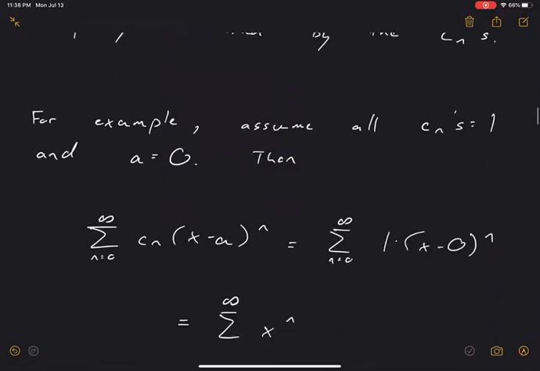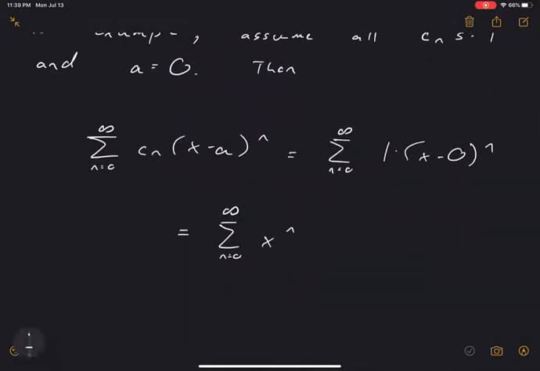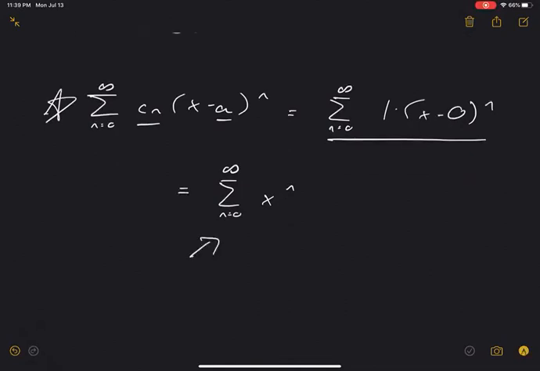For example, let's pick a specific example. Let's say all our c_n are equal to 1, so c_n = 1 for all n. And let's say a is equal to 0. I'm going to plug those values into this power series. So I have the sum from 0 to infinity of 1 times (x - 0)^n, and I can simplify that very neatly as x^n.